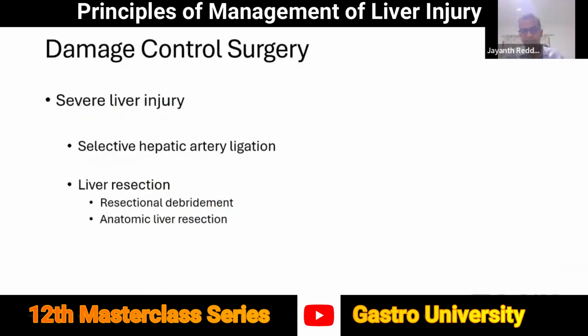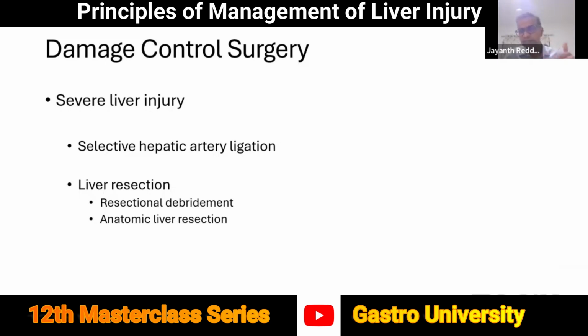In severe liver injuries, selective hepatic artery ligation has been described, but again, you need to use it very carefully because the consequences of ligating either the left or the right hepatic artery are quite severe. So it is better to achieve hemodynamic stability using the other measures, and then consider selective angiography and embolization rather than hepatic artery ligation.